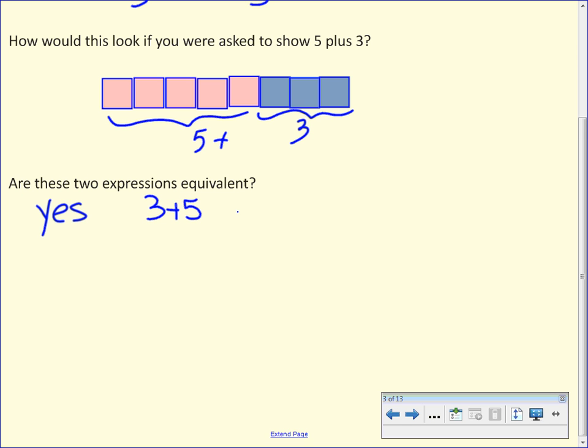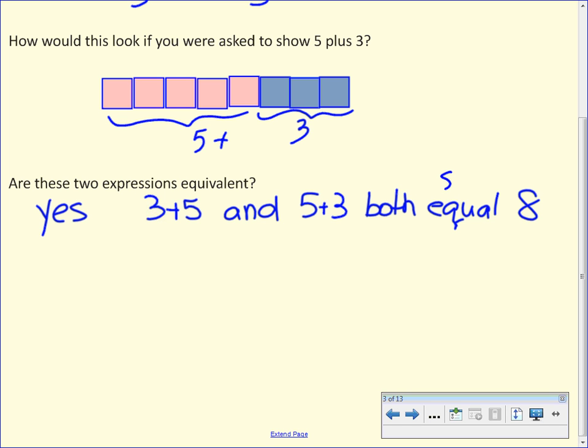3 plus 5 and 5 plus 3 both equal 8. So those are equivalent. They both have a sum. You want to say a sum of 8? You could say that too. You writing this in your notes? This whole sentence should be in your notes, word for word. If I write it on the board, you write it in your notes.